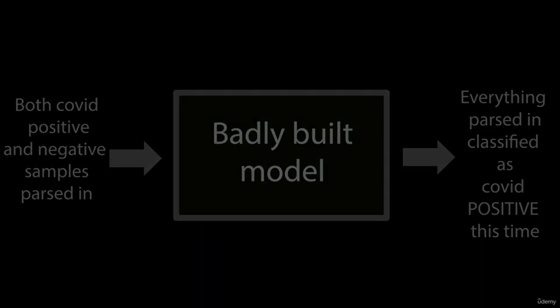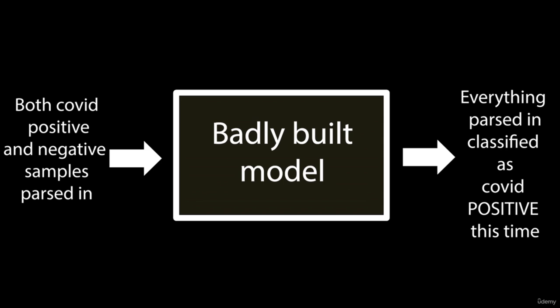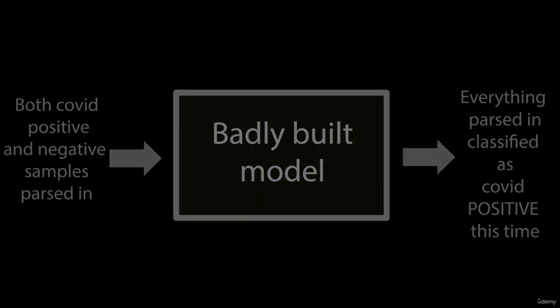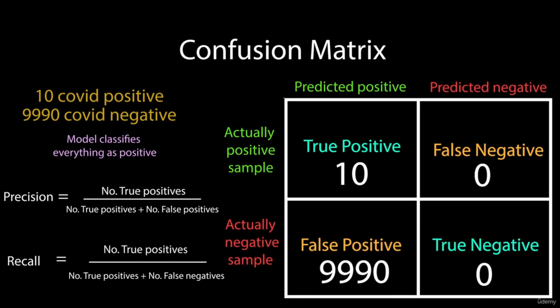For the fun of it, let's change the model to only classify lung scans as COVID positive, regardless of whatever lung scan was inputted. When using the new classifier, we see 0 false negatives and true negatives, as there are no negative predictions, and 10 true positives because there are 10 positive samples in the test set and 9,990 false positives, as the classifier predicts the 9,990 negative samples as positive.